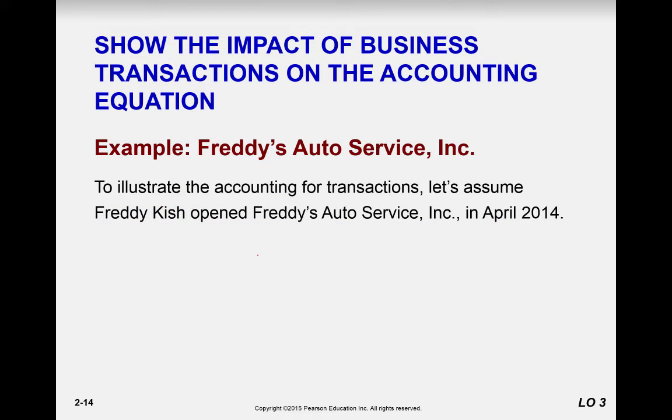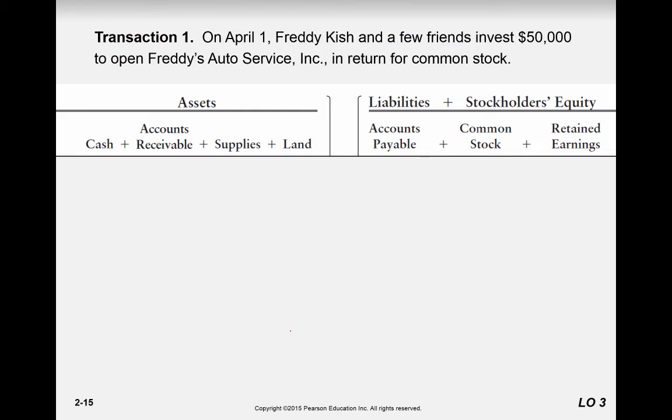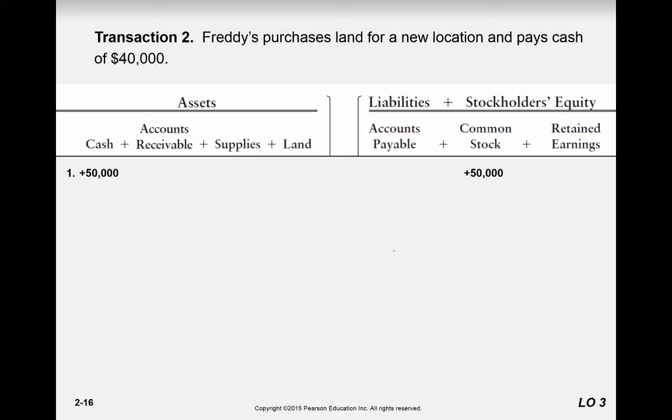So now moving on to seeing the impact of the business transactions on the accounting equation. We are going to start with an example, and now let's say that Freddie Krish opened the auto service store in April. So now our first transaction is he and some friends invested $50,000 to open the business. And what they got in return is common stock. So in this case, our $50,000 is going up. We got money, and our common stock is going up. We issued the stock.